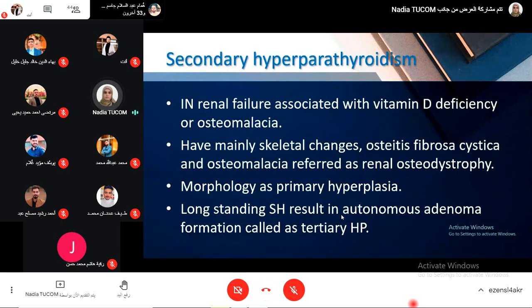In the secondary type, it is related to renal failure. When there is renal failure, what happens? Chronic hypocalcemia. The chronic hypocalcemia is related to the kidney, which is important and also has an effect on the level of blood calcium.